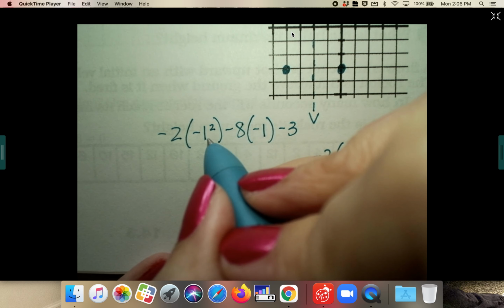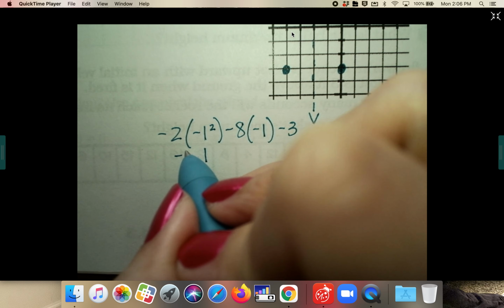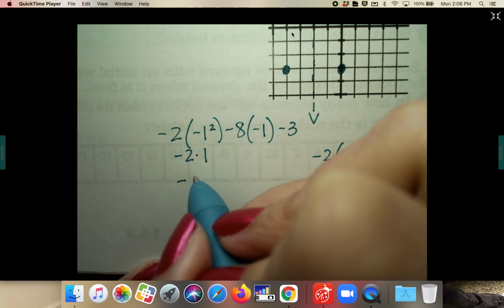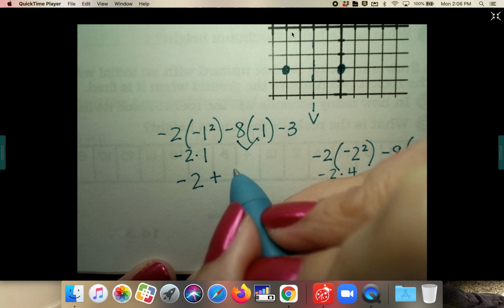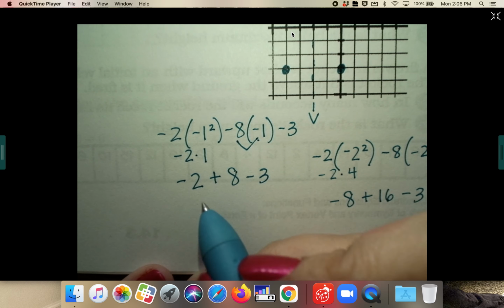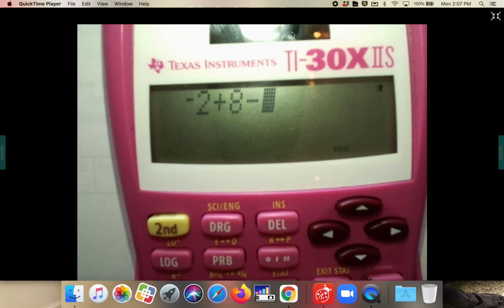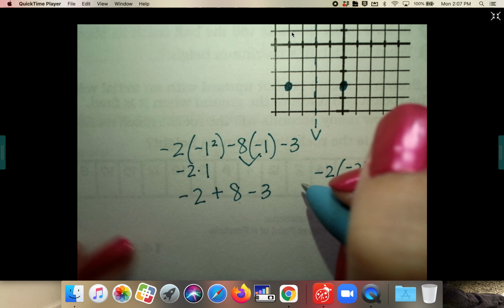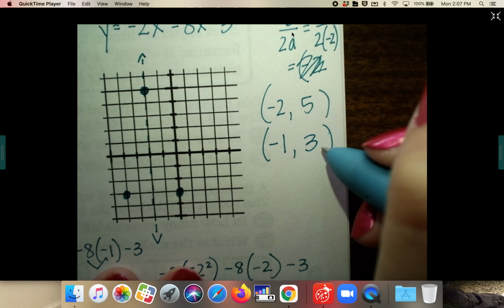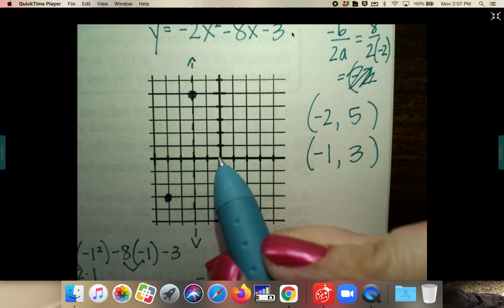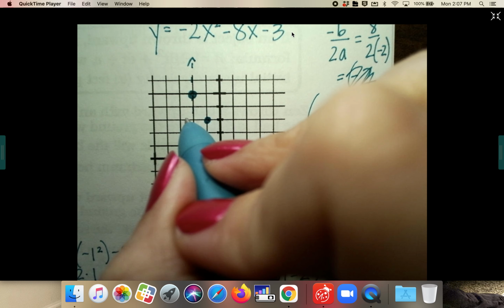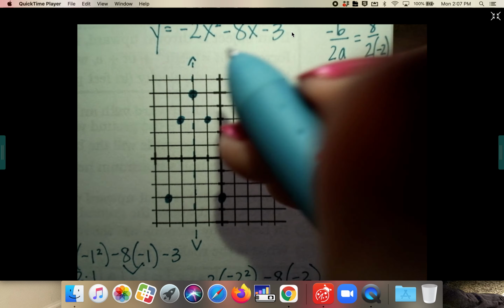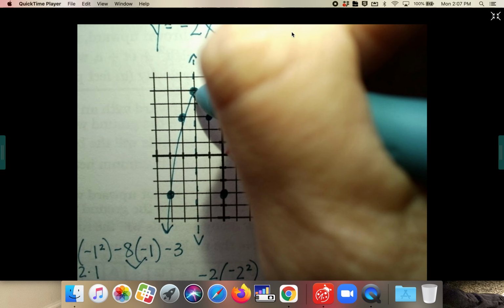Okay, oh my gosh, here we go. Negative 1 squared is positive 1 times negative 2, which is negative 2. Negative 8 times negative 1 is positive 8, and then minus 3. So negative 2 plus 8 minus 3 is positive 3. So 3 is my y for negative 1. So we're going to go plot that. Negative 1, up 1, 2, 3. And I can reflect it over the axis of symmetry. And now we have all 5 points on our parabola.